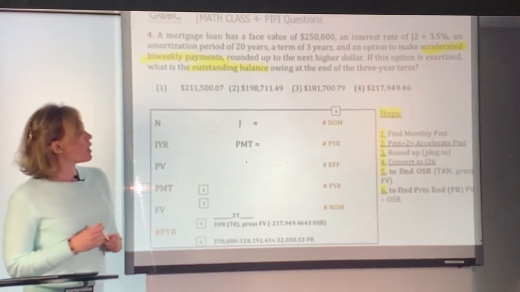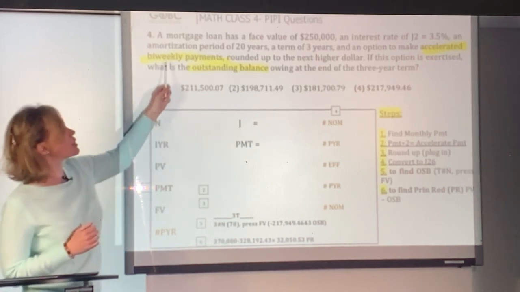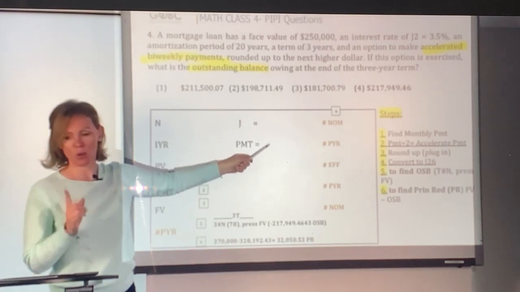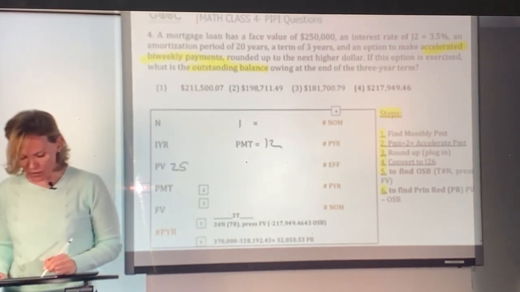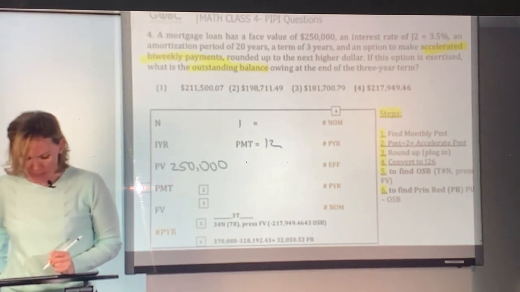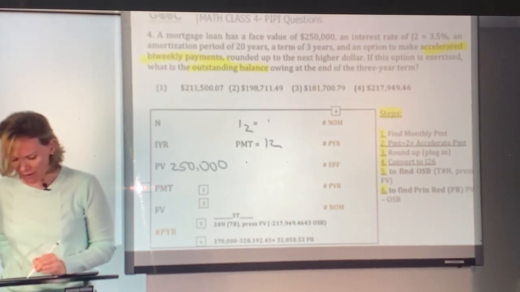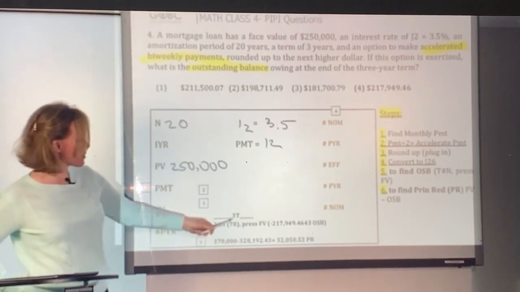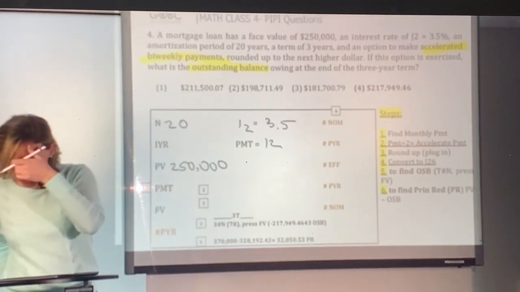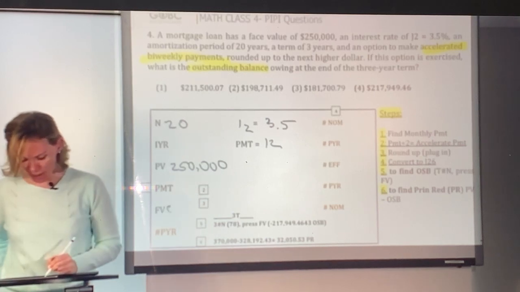Okay, so step number 1, the rule is, even if they're looking for the bi-weekly, payment frequency is 12. Okay, so let's put that 12 in there. Mortgage is 250,000. Rate is G2 equals 3.5. Then we have 20 years amortization, and then we have a 3 years term, which we're going to put right here at the bottom. Okay, so far so good. Let's find the payment first. So future value, I'll put it as a 0 for now.